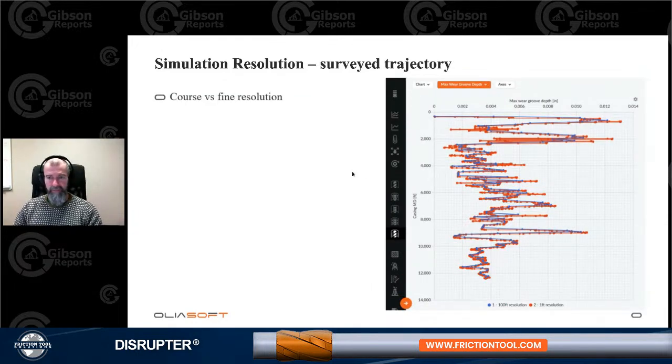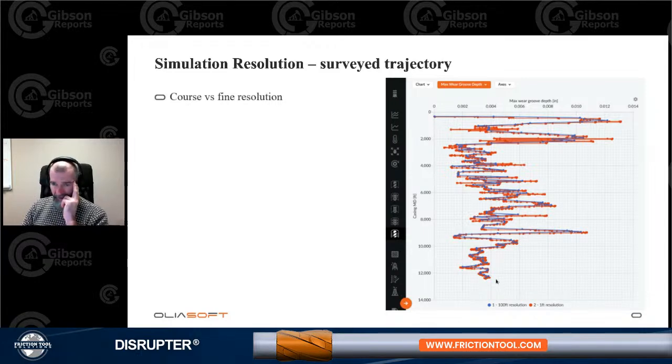So let's take a look at our survey and take a closer look at this resolution of the casing, right? What we're looking at here on the right-hand side is a blue line, which has a resolution of the casing wear analysis of 100 feet. So basically, I've segmented the casing into 100-foot segments, and then run the analysis. And then I did the same analysis over again, where I segmented it into 1-foot segments.